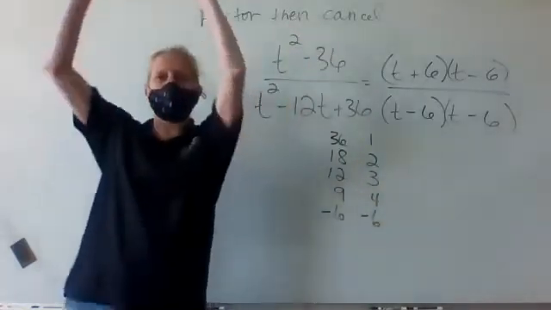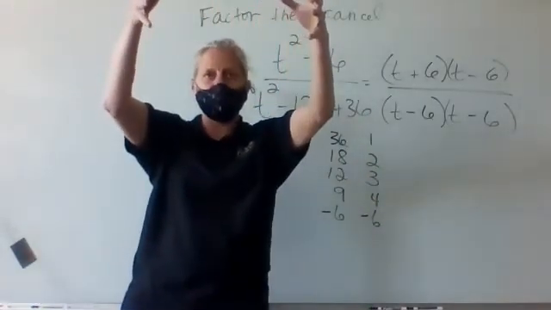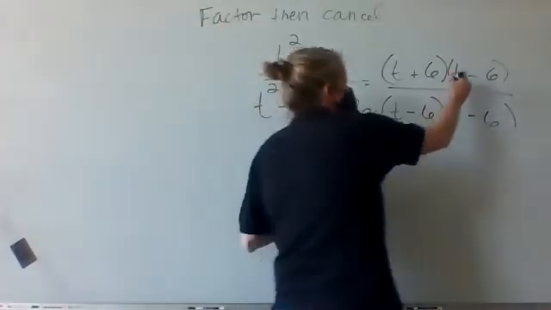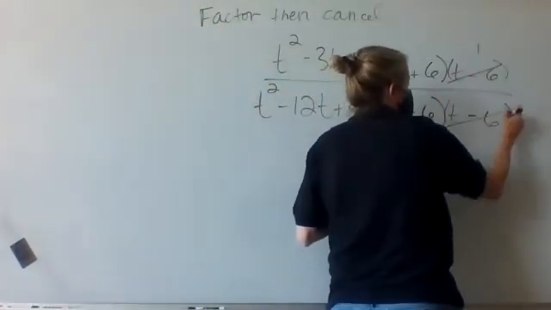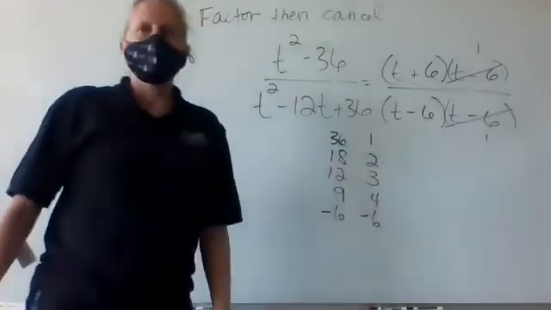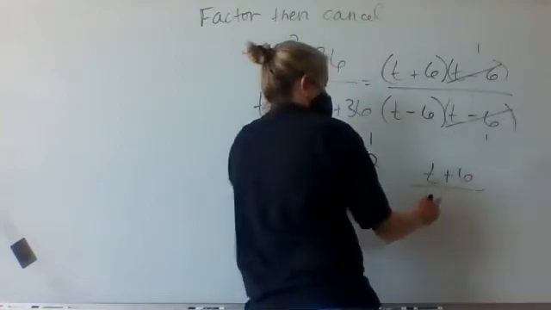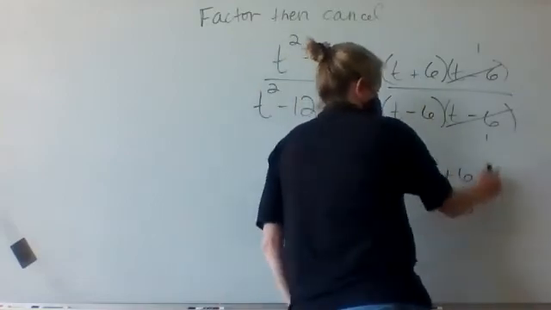The cancel part is if you have a factor in the top that is the same as a factor in the bottom, they can cancel each other out. So this t minus 6 can cancel that one. What are you left with up top? T plus 6 over t minus 6.